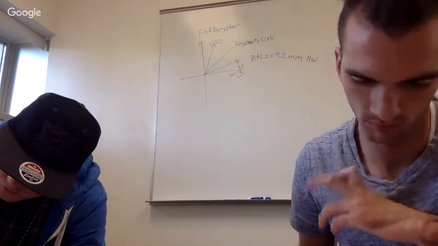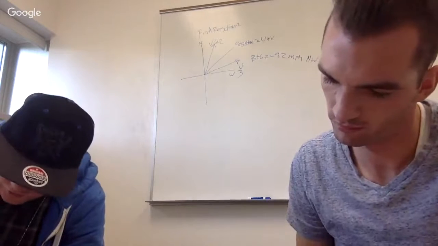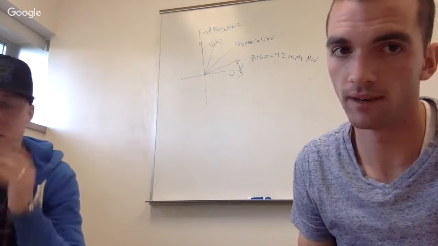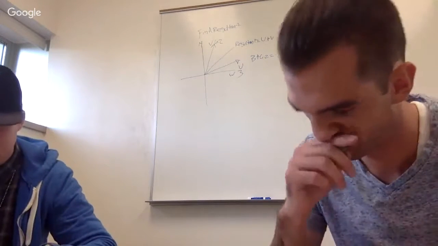So yeah, this one. Cool. Number 2: write a rectangular equation from a polar equation. Okay, I got it. Exactly. We got this. We got this.